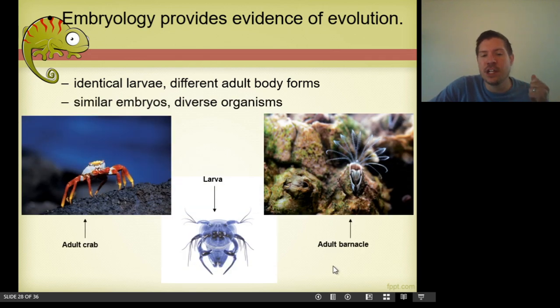Another way embryology helps is you can see similarities even when the adult body form covers them up. So, for example, crabs and barnacles. As adults, they look really different, very different body plans. But as larvae, they both look very similar. Basically, they both look like this. And that's because they are very closely related. Despite the fact that their adult forms look different, the embryological form can show you true similarities.